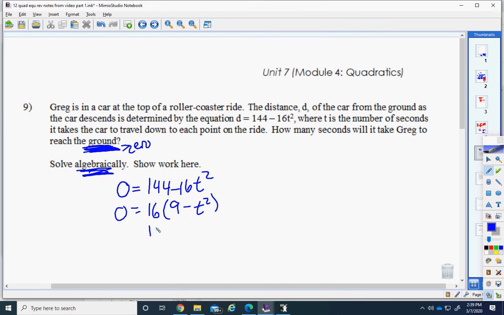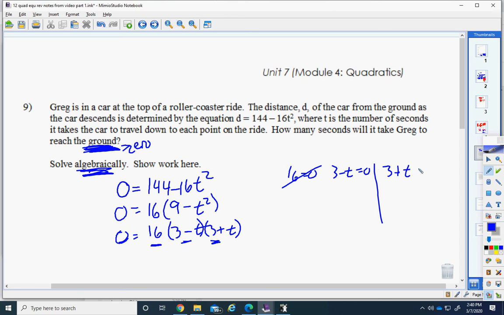And then we look at these parentheses, and they're a difference of 2 squares. 9 is perfect, 3 times 3. T is perfect, t times t. Since it's a difference of 2 squares, one gets a plus and one gets a minus. Then we set each factor equal to 0. Does 16 equal 0? Absolutely not. There really are 3 factors here, but the 16 doesn't equal 0. Maybe 3 minus t equals 0. Maybe 3 plus t equals 0. So we solve.